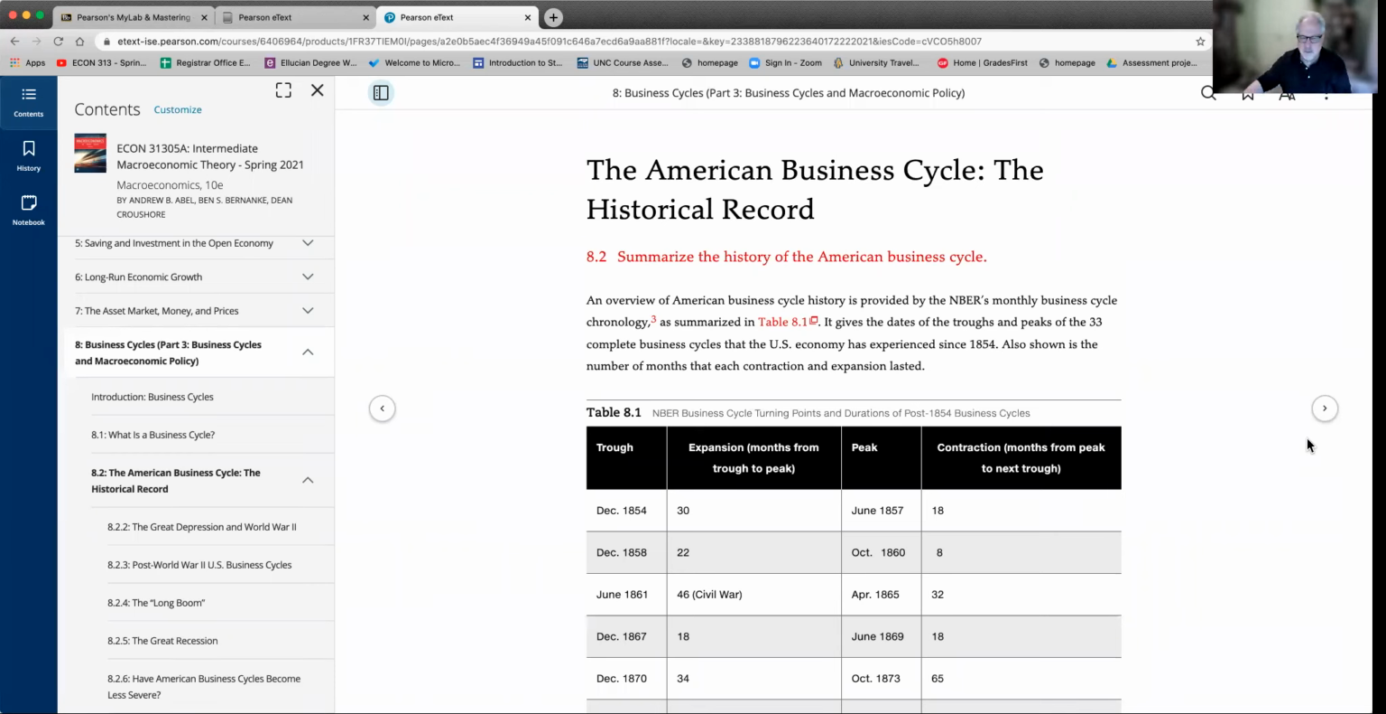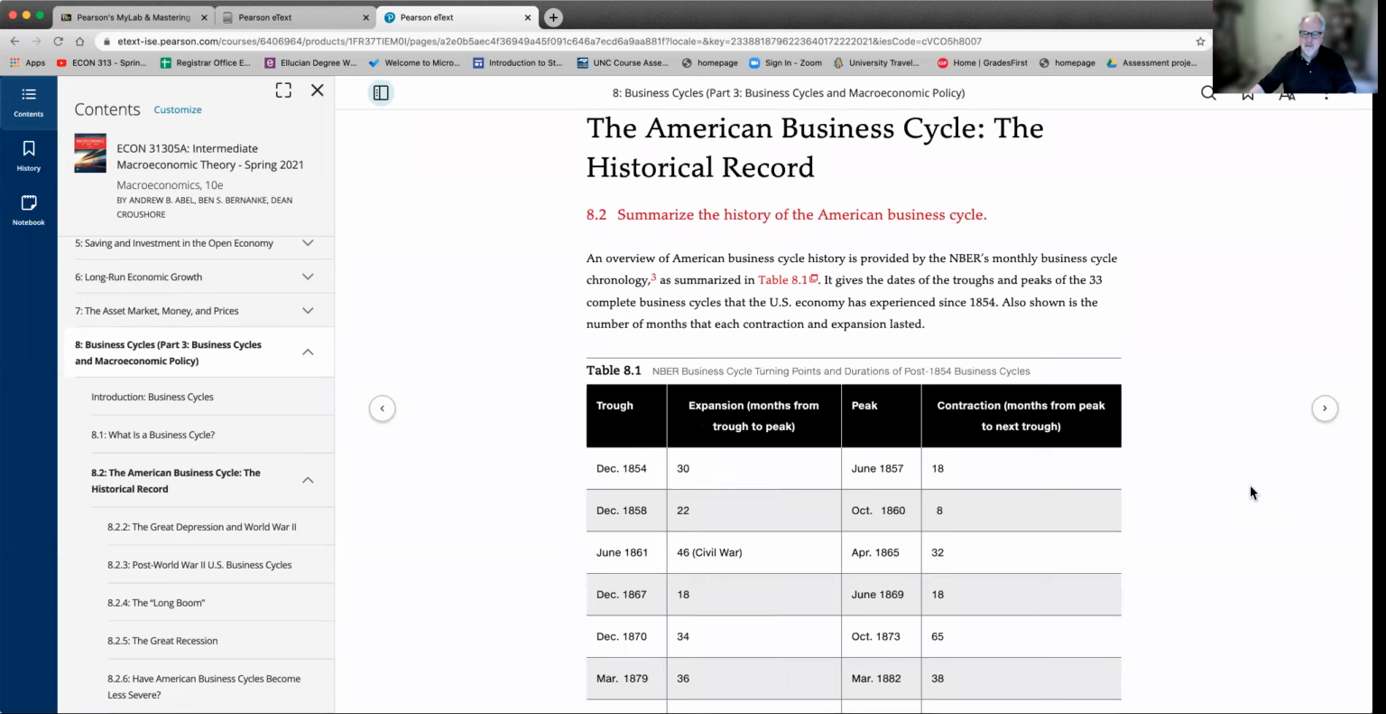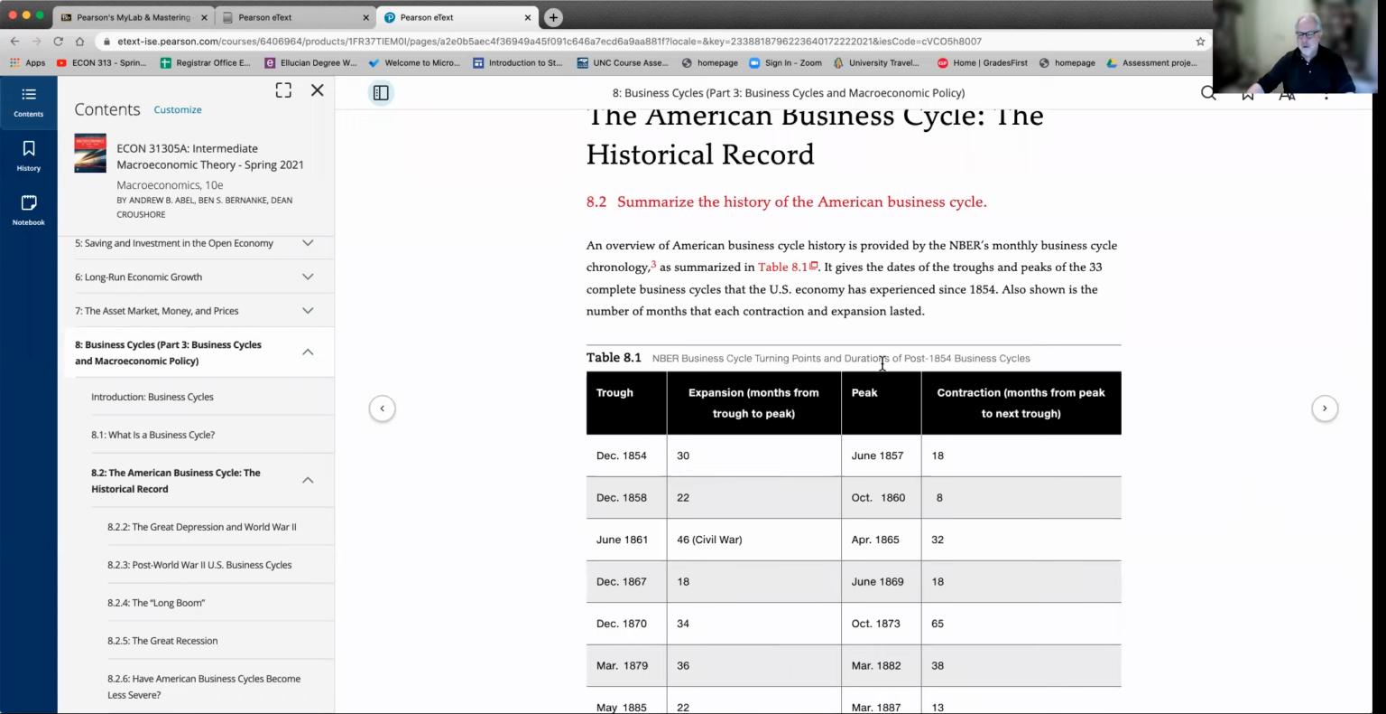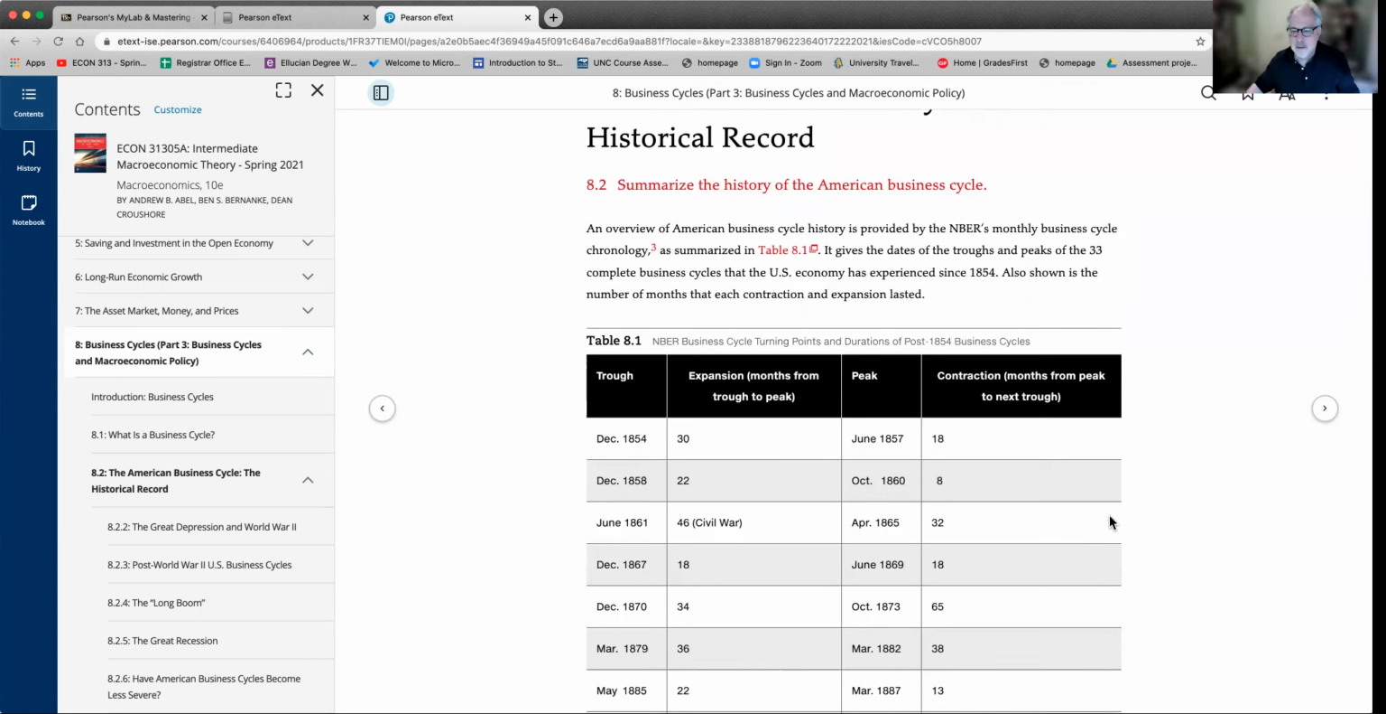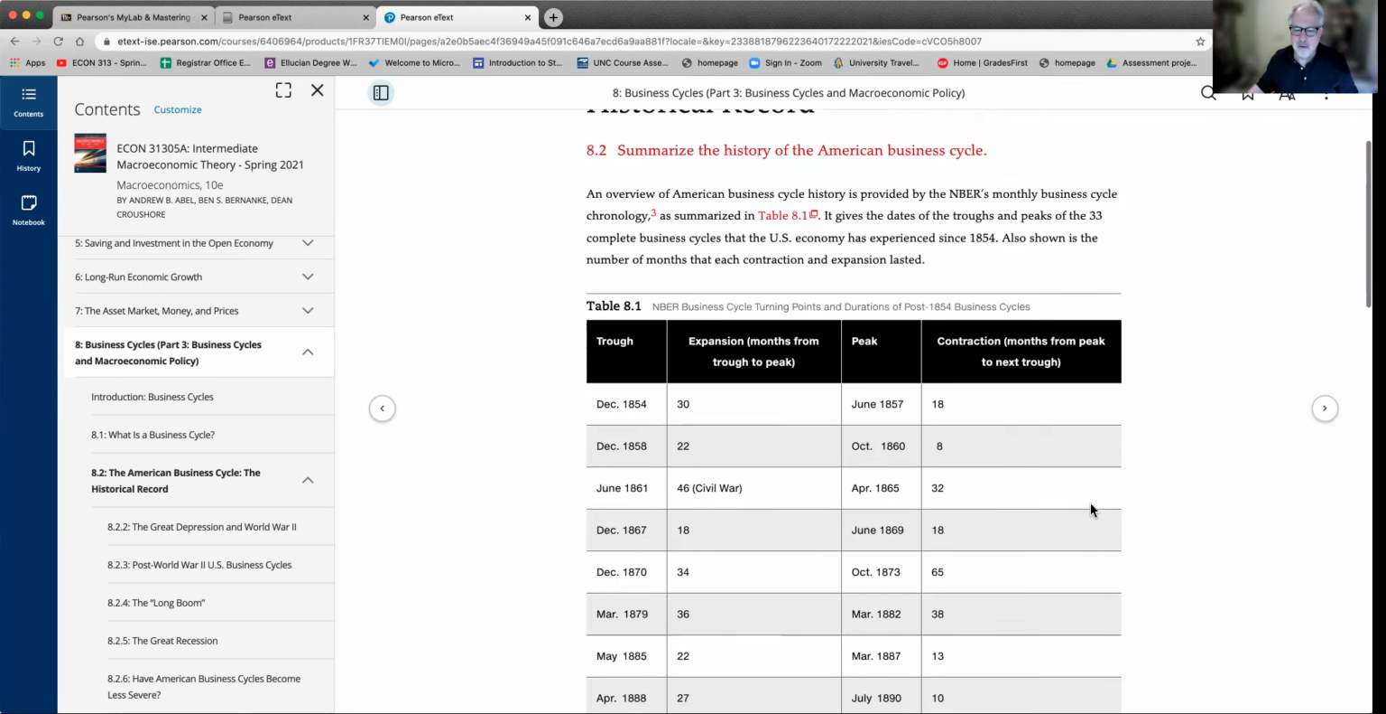The second section of the chapter has to do with, well, so what does the actual record look like in terms of business cycles? And so they give you different kinds of turning points. The National Bureau of Economic Research is a group of economists that determines when a business cycle peak has happened, in other words, the start of a recession, and when the trough has happened, that is when we're starting the expansion. Usually that happens after the fact, right? But there's a group of economists that do that.